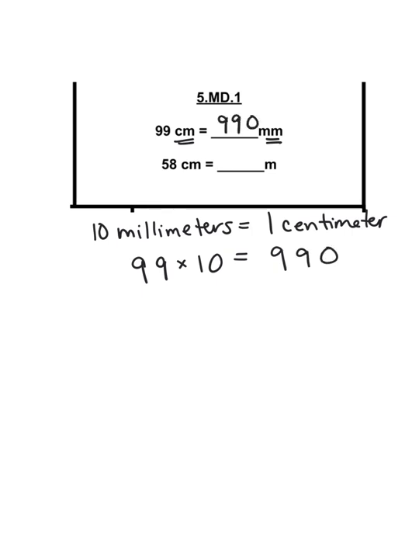A millimeter is really small. A millimeter is about the thickness of the white part of your pinky fingernail. It's really, really small. I would say that's about a millimeter probably, the space in between those two lines.